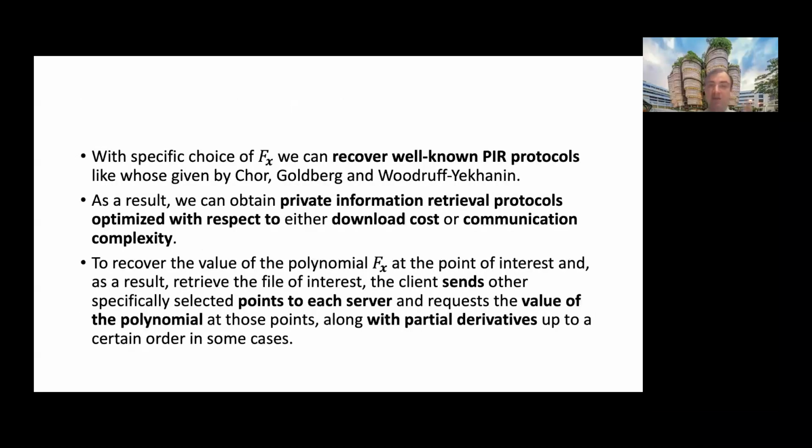With a specific choice of f(x), we can recover well-known private information retrieval protocols like those given by Chor, Goldberg, and Woodruff-Yekhanin. As a result, we can obtain private information retrieval protocols optimized with respect to either the load cost or communication complexity. To recover the value of the polynomial f(x) at the point of interest, and as a result to retrieve the file of interest, the client sends specifically selected points to each server which participates in the protocol and requests the value of the polynomial at those points, along with partial derivatives up to a certain order in some cases, for example, in the Woodruff-Yekhanin scheme.